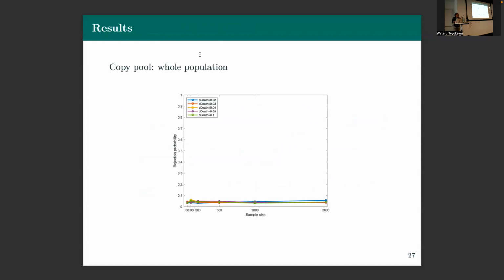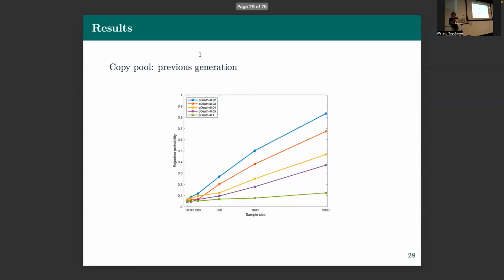First scenario, we can copy from the whole population. Nothing happens. What you see here is precisely this rejection probability. It's roughly 5%, our assumed rejection probability. The different colored lines show different p-death values, so differently steep age pyramids. And we see all lines are nicely overlapping. So in some sense, if we can copy from the whole population, age structure has no influence on the dynamic of cultural change. Cool. Now, what happens when we only copy from the previous generation?